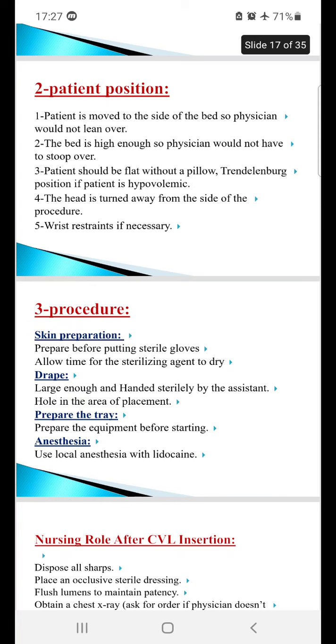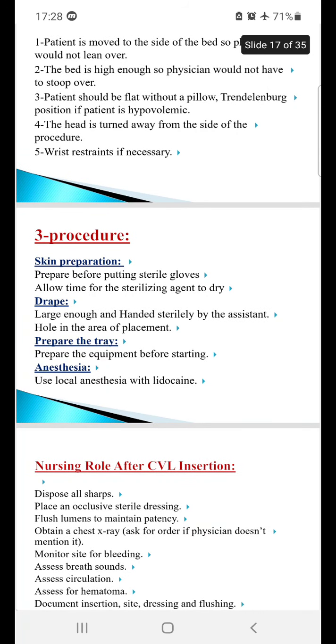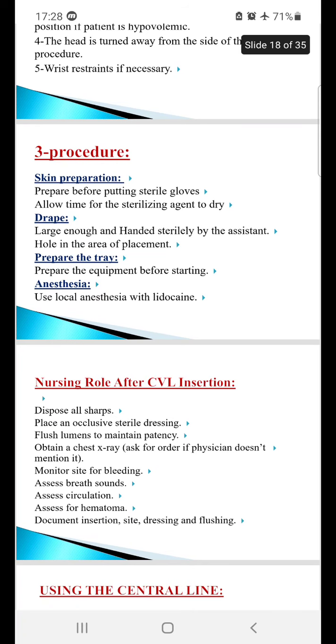Procedure: skin preparation. Prepare before sterile gloves and allow time for the sterilizing agent to dry. The drape should be large enough and handled sterile by the assistant, with a hole in the area of placement. Prepare the tray and the equipment before starting.